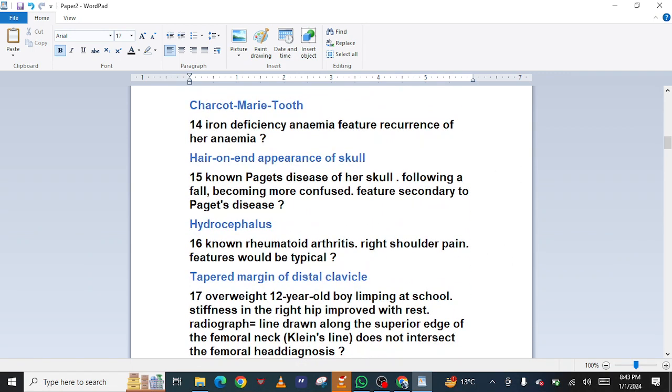14. Iron deficiency anemia. Feature rare occurrence of her anemia: hair-on-end appearance of the skull. 15. Known Paget's disease of her skull, following a fall becoming more confused. Feature secondary to Paget's disease: hydrocephalus.